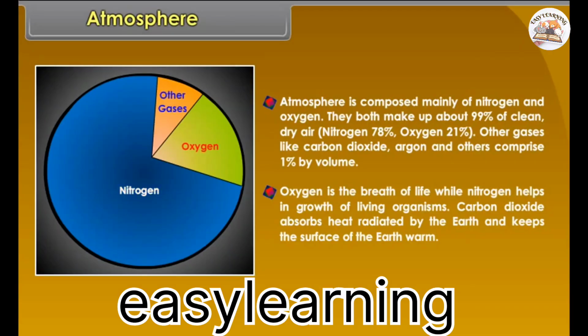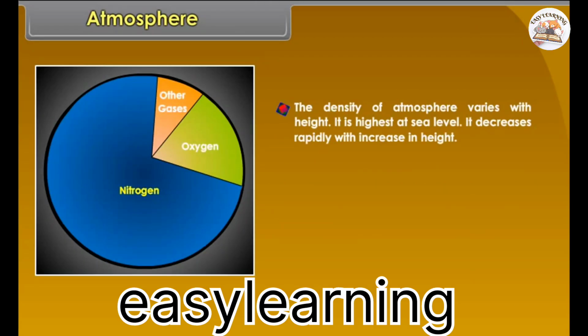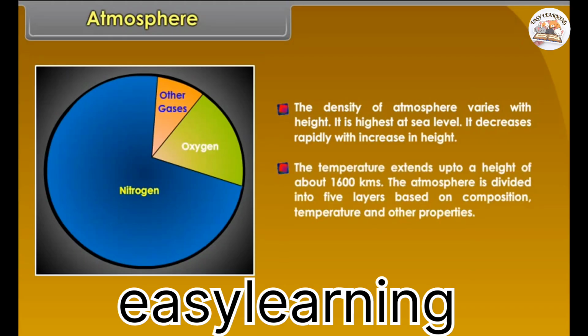Atmosphere is composed mainly of nitrogen and oxygen. They both make up about 99% of clean, dry air. Nitrogen 78%, oxygen 21%. Other gases like carbon dioxide, argon and others comprise 1% by volume. Oxygen is the breath of life, while nitrogen helps in growth of living organisms. Carbon dioxide absorbs heat radiated by the Earth and keeps the surface of the Earth warm.